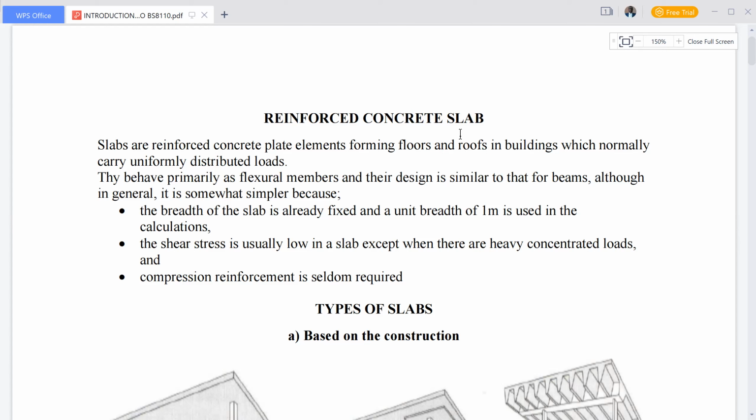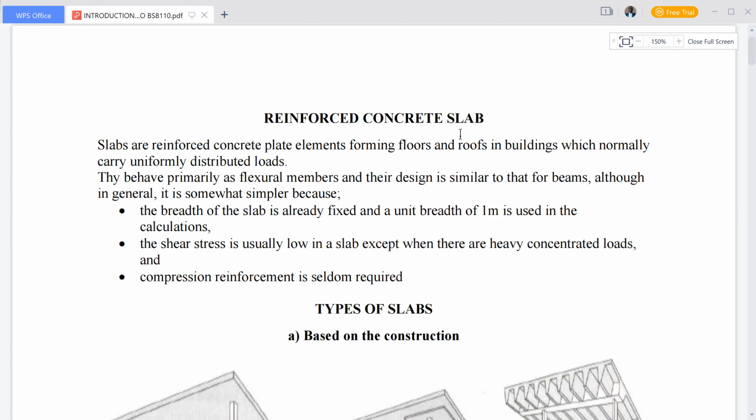What it means is that you should note that the design procedure for slab is the same as that of the beam, except that for the slab, a width of 1 meter is used, and shear stress is very low, and therefore shear reinforcement is not provided, and compression reinforcement is also not provided.